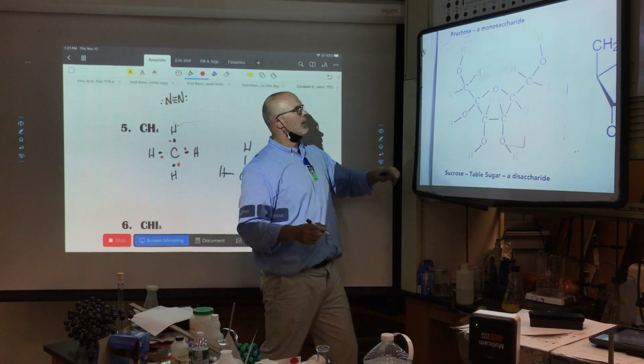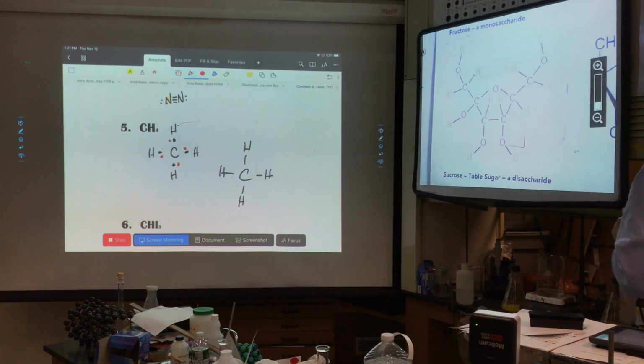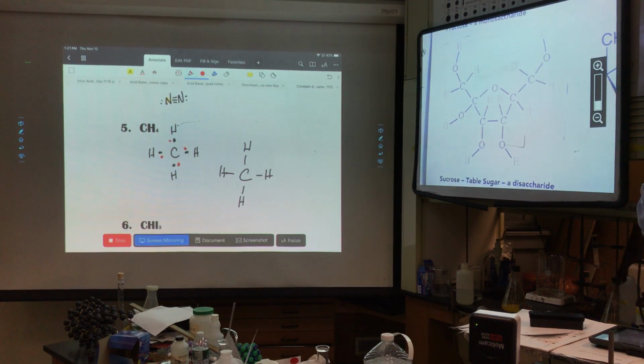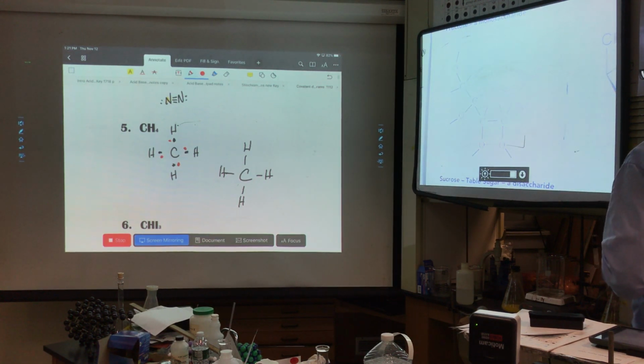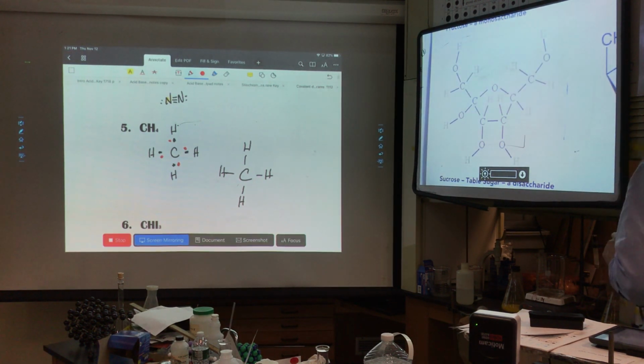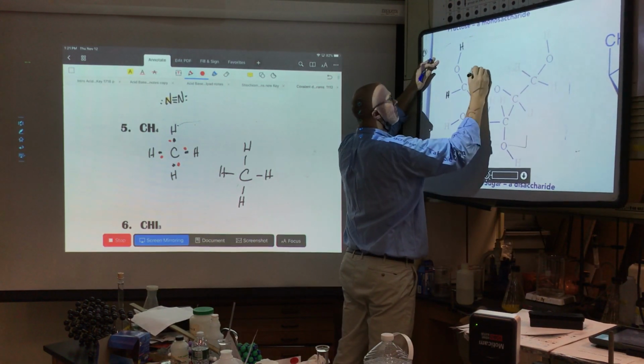Okay, now, I know that my H's are light, so let's darken this up. What's fake sugar then? Not sugar, it's called a sweetener. Let me draw in the H's because I know it's hard to see.